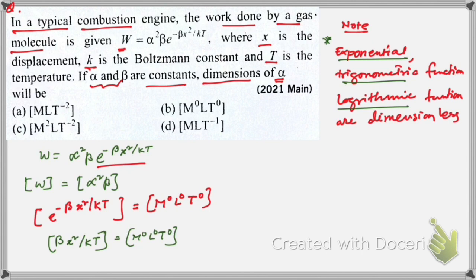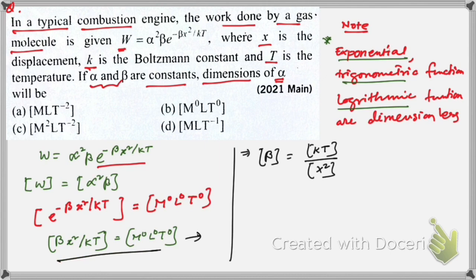Here you can see this implies that the dimension of beta is equal to the dimension of kT divided by the dimension of x squared, right? So this is nothing but 1, right? So from this relation we have got this.